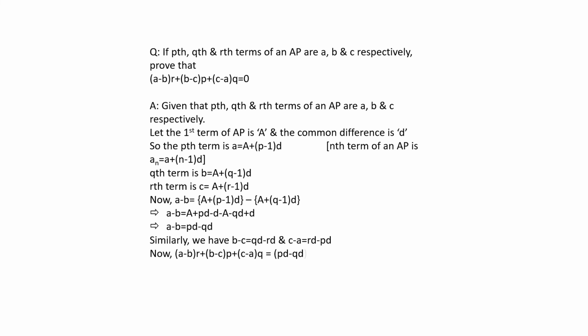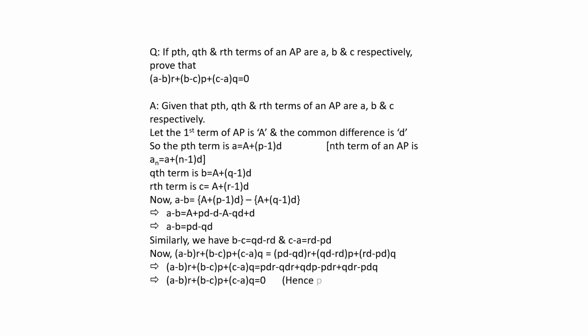Now (a minus b) times r plus (b minus c) times p plus (c minus a) times q is (pd minus qd) times r plus (qd minus rd) times p plus (rd minus pd) times q. On opening the bracket, we get pdr minus qdr plus qdp minus pdr plus qdr minus pdq, which is nothing but 0. Hence proved.